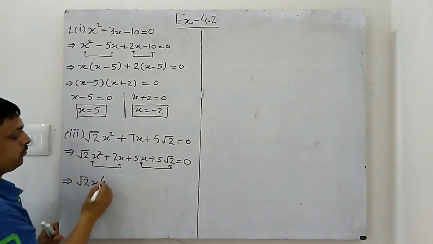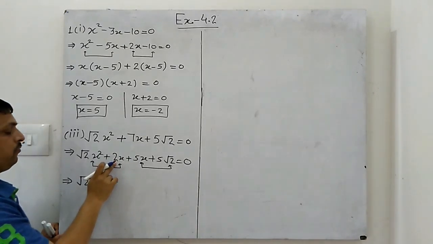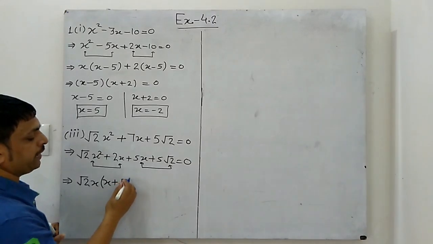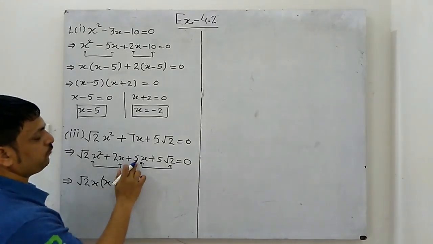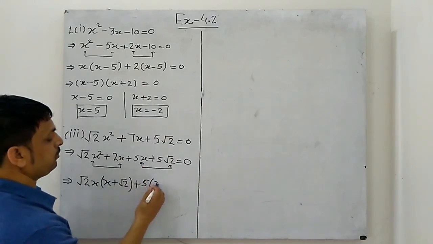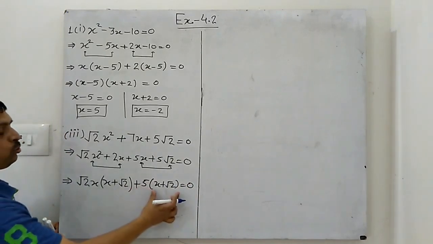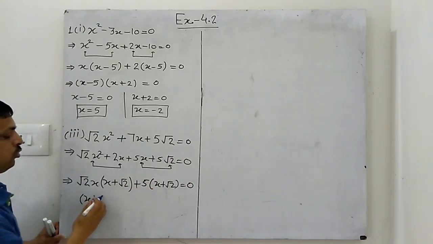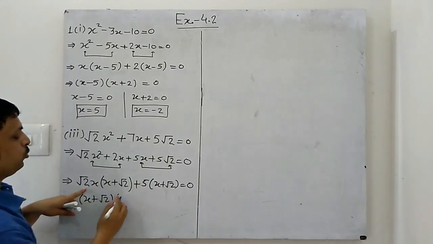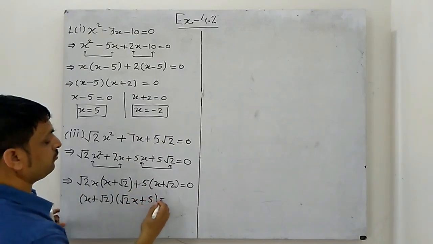Clear? So here x will be the remaining part, and from root 2 square we have taken one root 2 as common, so one root 2 will be there. So it will be x plus root 2. Similarly, from the last two, 5 is common, so next will be x plus root 2 equal to 0. x plus root 2 is common, so it will be root 2x plus 5 equal to 0.